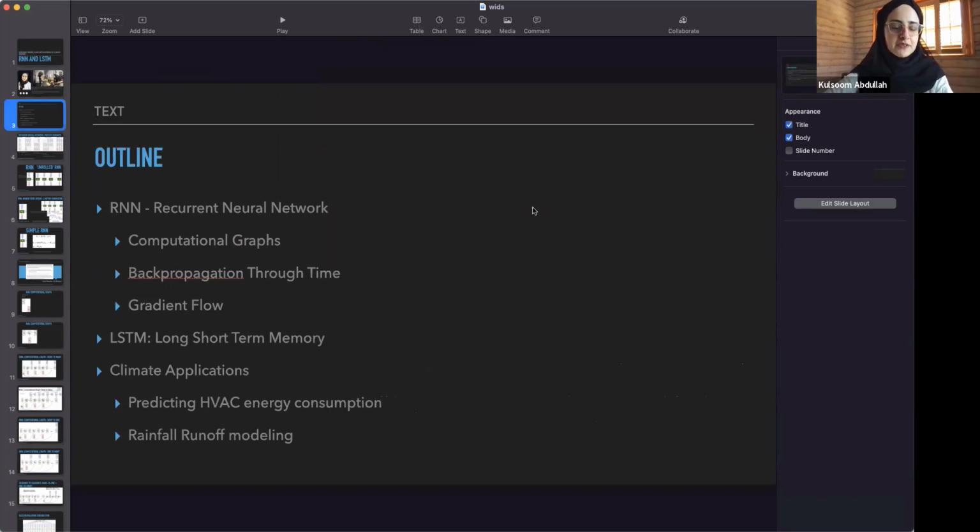Okay, so this talk will cover recurrent neural networks, and then the long short-term memory, which is usually a better option than using an RNN, but I'll talk about the RNN because there's a lot of overlap in the fundamentals with the modification using long short-term memory. And then the 2 climate applications I'll briefly discuss are one paper that used it to predict energy consumption in a building, and a second one that used it to predict rainfall runoff.